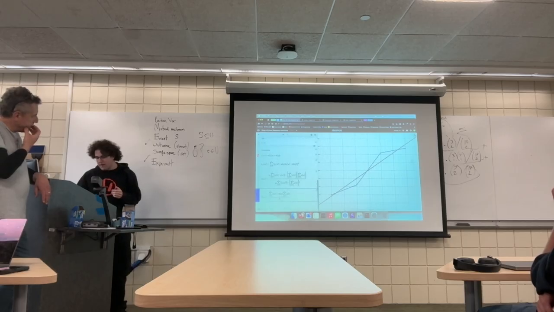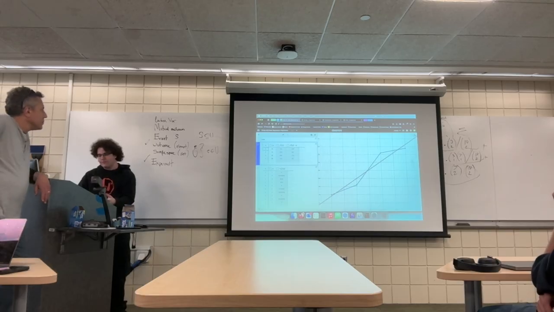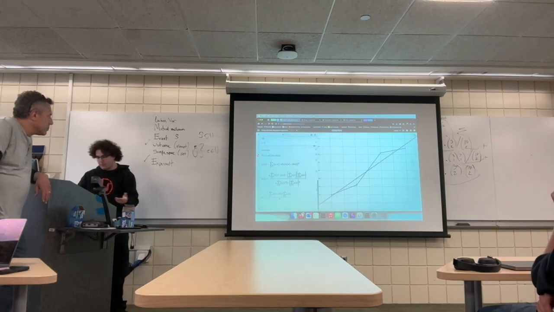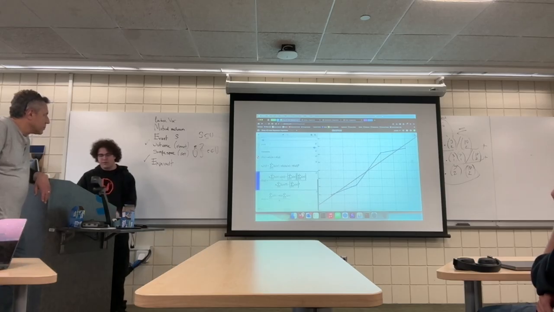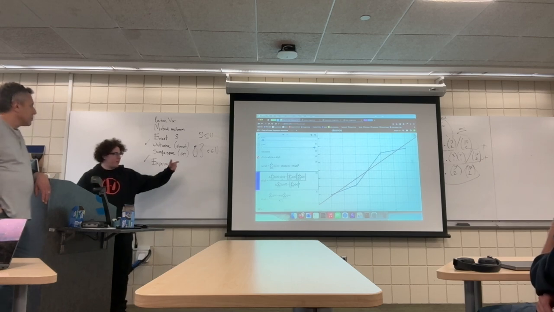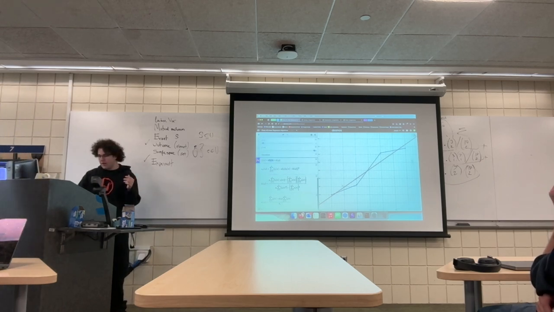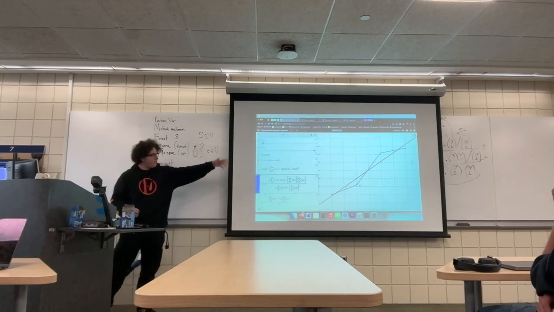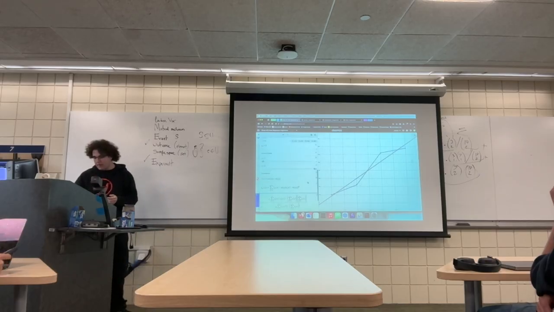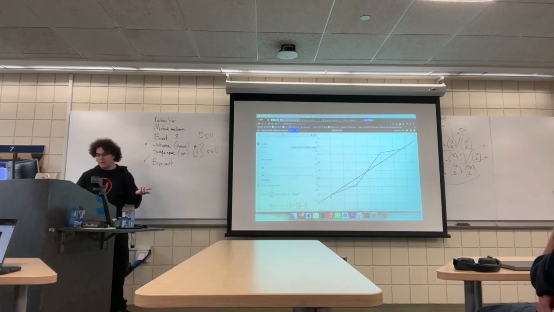So then it gets the data from i to j, which would be 1 to 4. It'll calculate a and b for it, and then calculate the error. And then we plot a and b here along with the data. If I put this down to just go from 1 to 1, the error is 0, and it just goes straight through the line.